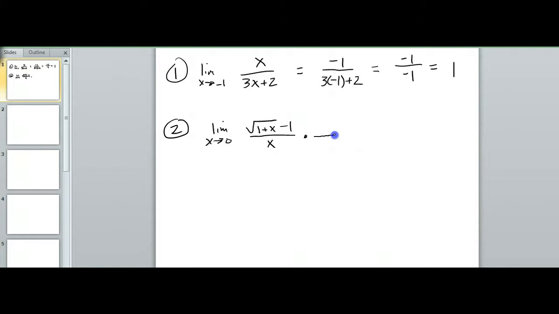So what we're going to do is multiply top and bottom by the conjugate of this numerator, meaning we're going to multiply top and bottom by square root of 1 plus x plus 1. Top and bottom. So this is equivalent to 1, so we're not changing anything. So what we get here, the limit as x approaches 0 of, up top, this times this is just going to be 1 plus x. Like the square root of 9 is 3 times the square root of 9 is 3, and then 3 times 3 is 9. So it's kind of like we just remove the square roots there.